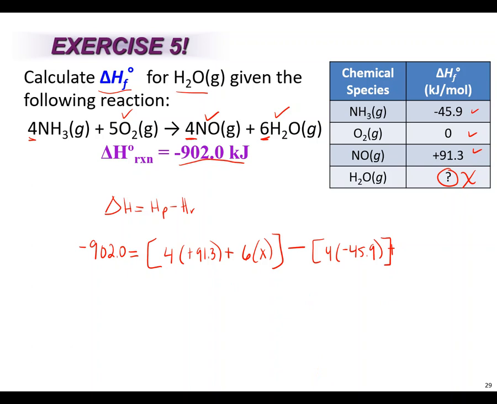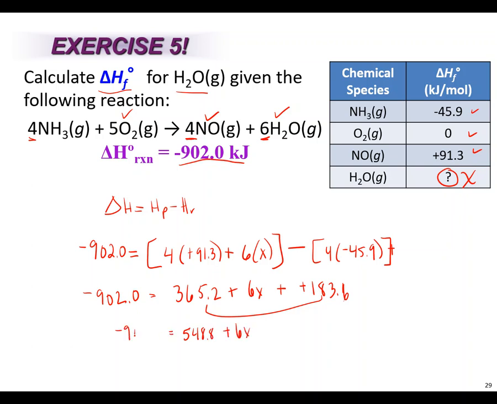So 4 times the 91.3. This is what, 365.2. This is 6X minus 4 times 45.9. Now remember, it's a minus here. So this ends up being plus plus. Okay, and all of this equals the negative 902.0. These two combine like terms. I know the algebra seems probably pretty easy for you. So this is 548.8 plus the 6X, and that gives me this.